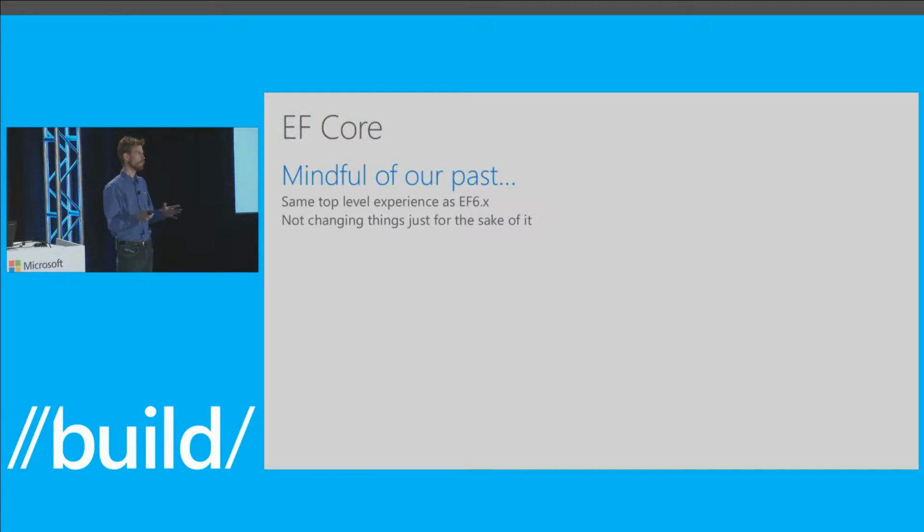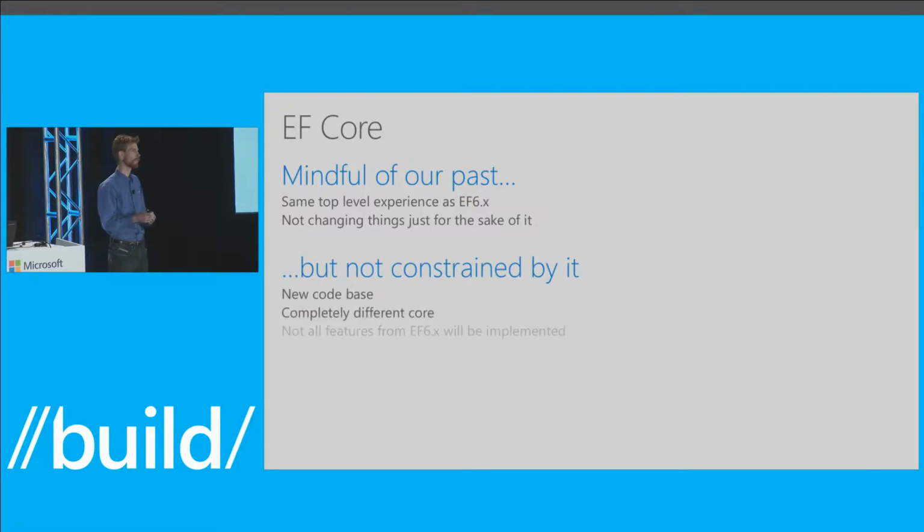One of the mantras we've used as we've built EF Core is that we want to be mindful of our past. This thing is still called Entity Framework. So we're going to have the same top-level experience, still DbContext, still DbSet. We're not just going to go and change API names because we like a name better than we did a couple of years ago when we implemented it in EF6.